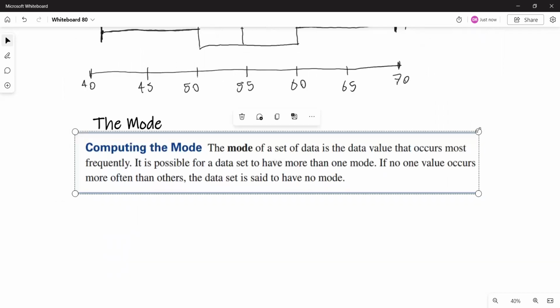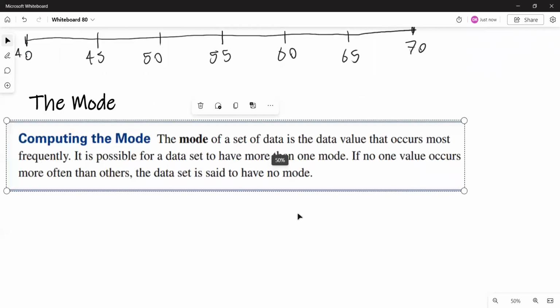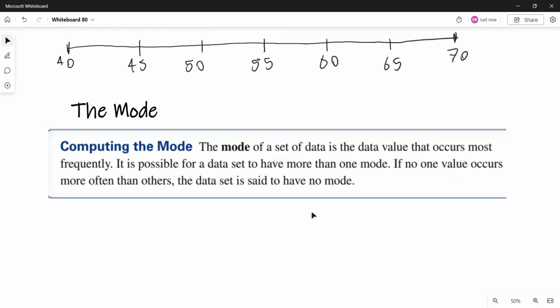Okay, so the last measure of center or central tendency is the mode. The mode of a set of data is the data value that occurs most frequently. It is possible for a data set to have more than one mode. If no value occurs more often than others, or if a value only occurs once, the data set is said to have no mode. Okay, so we're doing the last example, example 7, and that's going to be it.